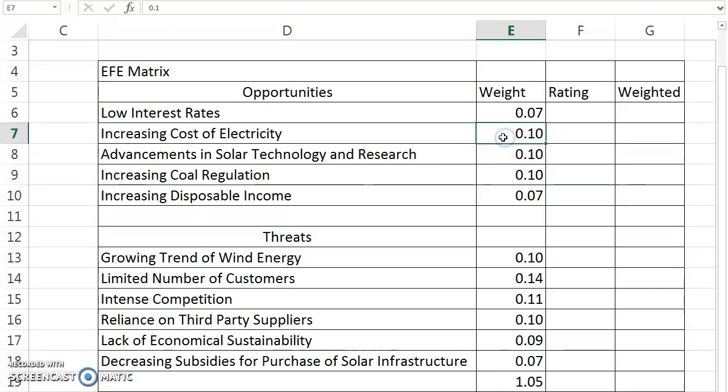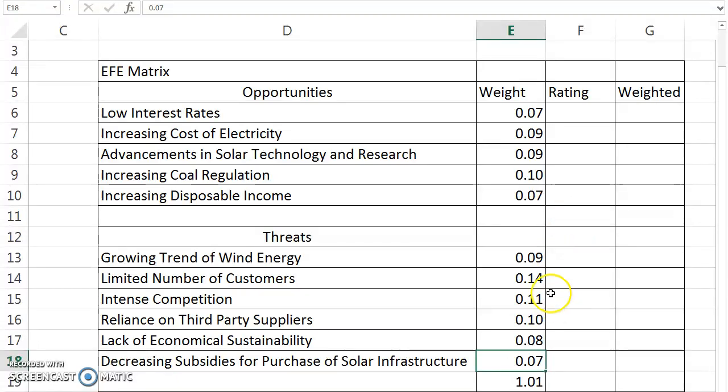For this one, increase in cost of electricity, growing trend of wind, increase in coal regulation, all of those are dealing with alternatives. I think I'll make all of those 0.09. Now remember, I'm going to do a lot of research and really evaluate this, but the goal is to bring this down to 1.0. Lack of economical sustainability. Maybe I'm just going to bring that down to 0.08.